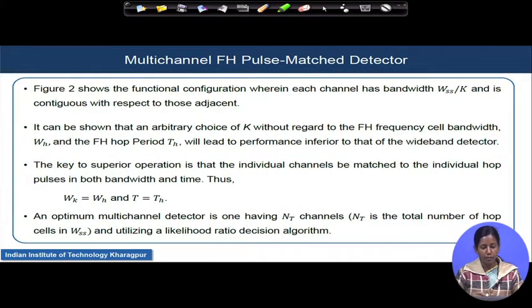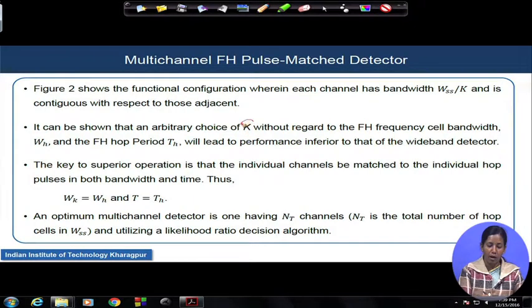So if I come back to the expression and final explanation of this multi-channel frequency hopping pulse matched detector, the question is: if I choose the value of k arbitrarily, will it be a good choice? What will be a good choice of k? Our target is always to improve the detection probability, the detectability of the detectors. So it is obvious that if you choose it arbitrarily, the value of k will affect the performance of such detectors a lot.